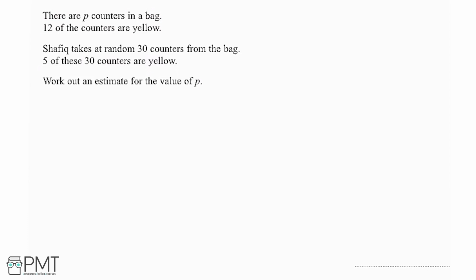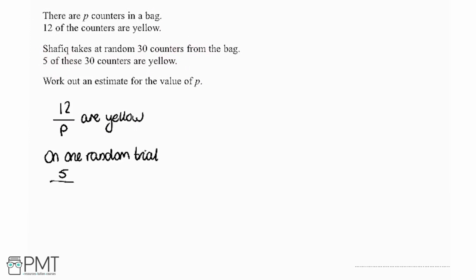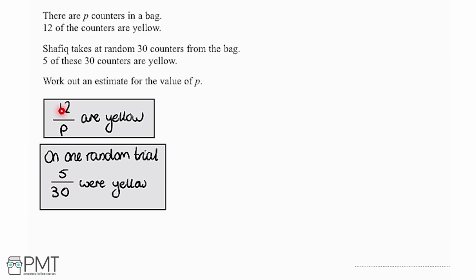Okay, so looking at these top 2 lines, we have 12 out of P are yellow, and we know that on a random occasion, taking random 30 counters out of the bag, 5 were yellow. 5 out of 30 were yellow. So we're going to use this information. I'm going to write 5 over 30, and I want to find a way to replace this 5 on top with 12.